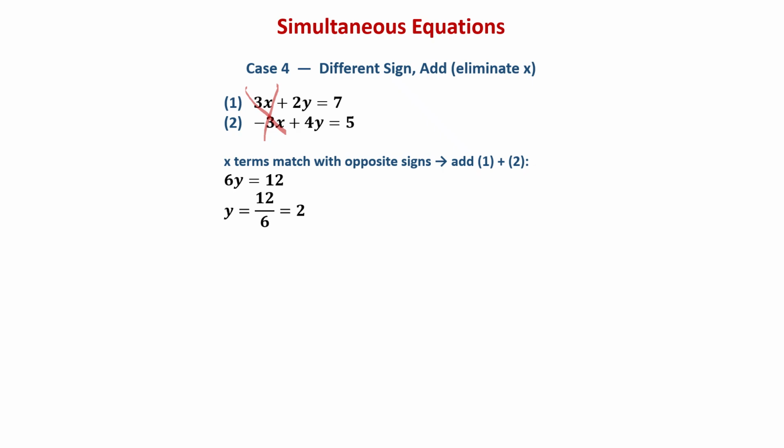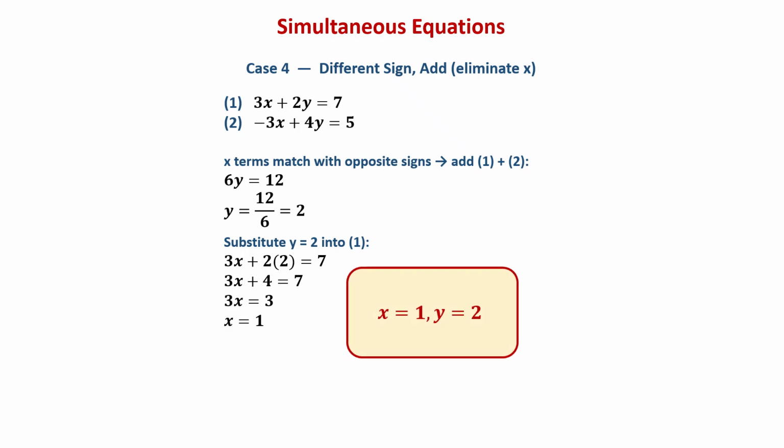To find x, we substitute in any of the equations. Avoid the negative numbers. So we substitute into equation 1. Instead of 3x, I'll just write 3x. Instead of 2y, I write 2 times 2. So it's going to be 3x plus 4 equals 7. Now, 3 plus 4 equals 7. That means x is 1. That's it for this case.